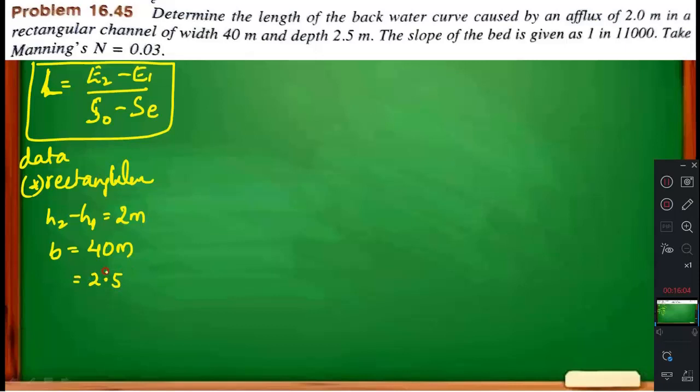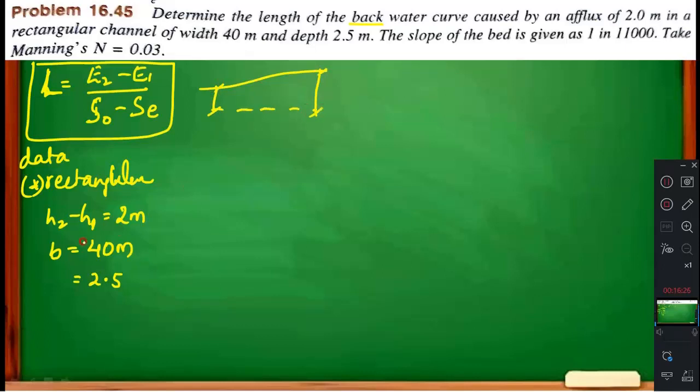Which one should I consider as the depth: H2 equal to 2.5 meter or H1 equal to 2.5 meter? For that you should understand the backwater curve. It is said to be a backwater curve. The backwater curve means it will go like this. This is smaller and this is bigger.